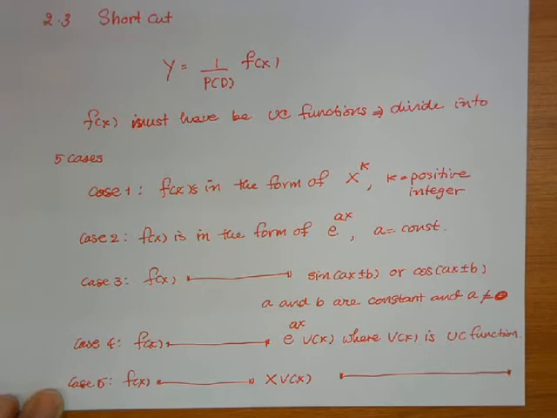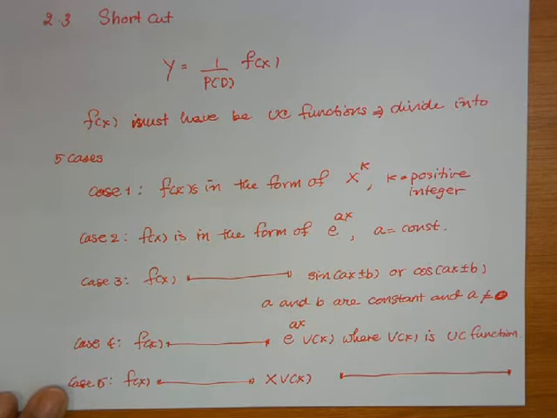What is the UC function? The UC function is the 5 functions that we learned in the UC method, undetermined coefficients. The first is the power of x, x to the k, where k has got to be a positive integer. That is the UC function.